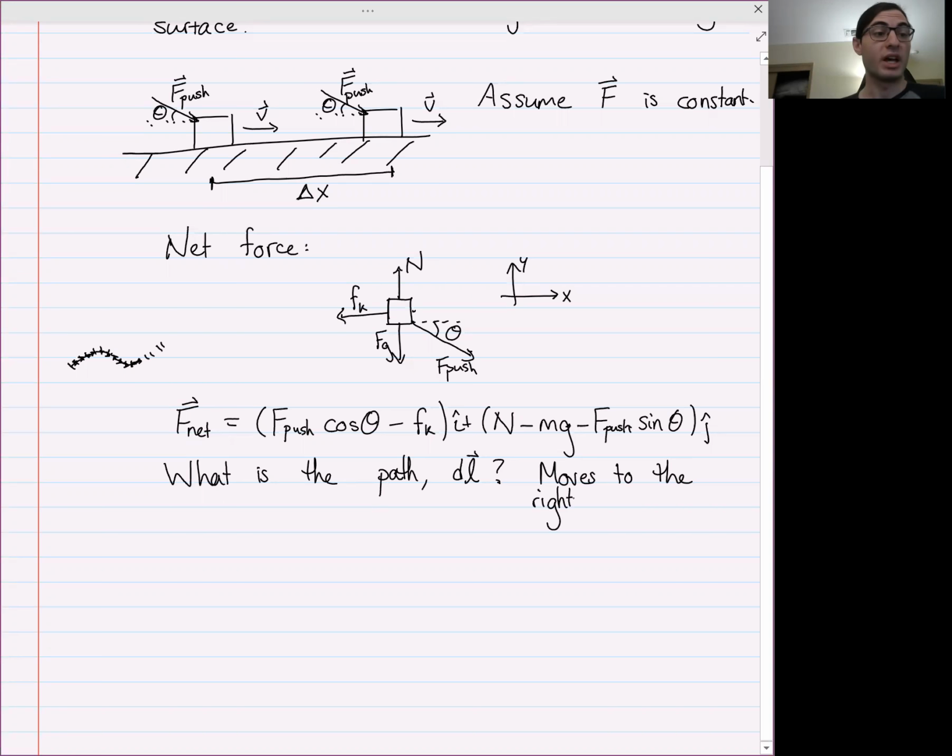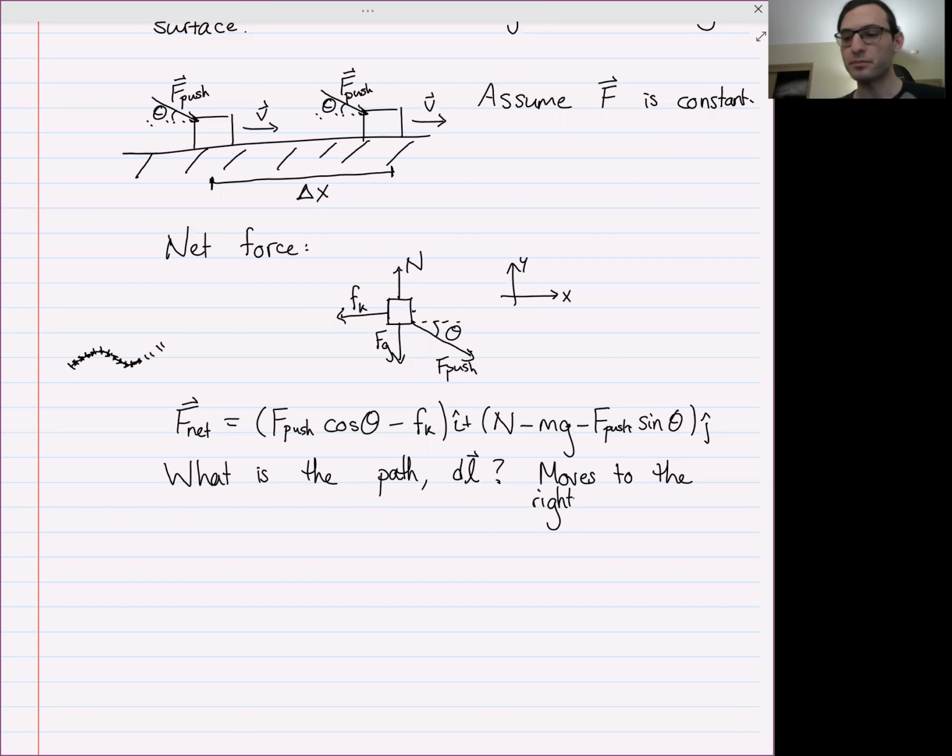It moves to the right. And so in our coordinate system that we've chosen, DL is just a small length of path. Imagine L represents a path through space, like a path that something is traveling through. DL is just a very small slice of that, and it points from the previous slice to the next slice.